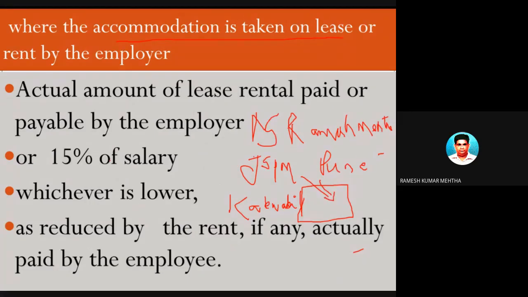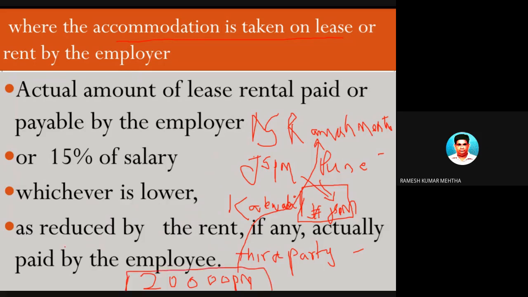Now, this particular house in Kalewadi doesn't belong to JSPM. It belongs to a third party from whom JSPM has taken it on rental basis. JSPM is paying this third party 20,000 rupees per month. And who was this house given to? Ramesh Kumar Mehta. So how much benefit did Ramesh Kumar Mehta get? A benefit of 20,000 rupees per month.